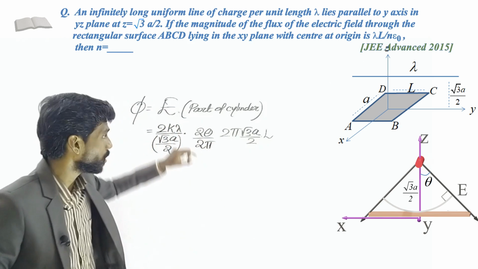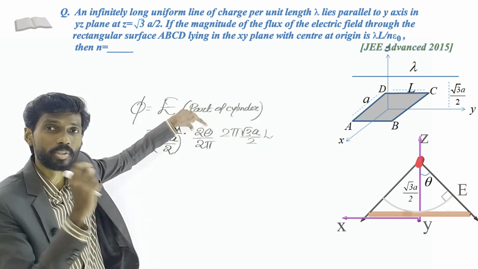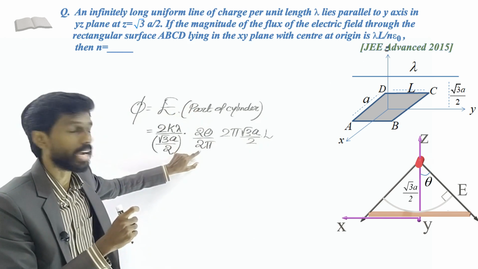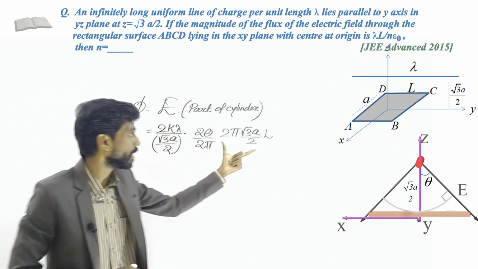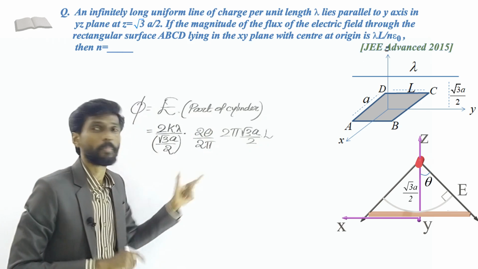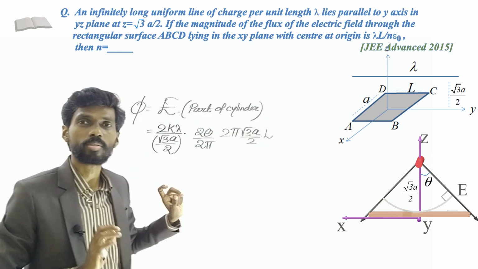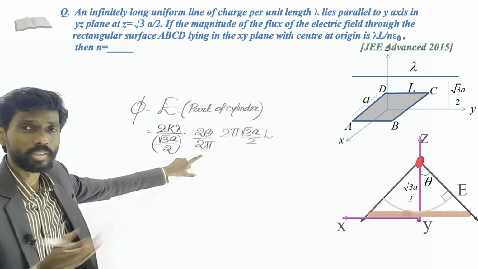Do you understand? So this is the angle subtended by the portion which is required for us, and this is the angle subtended by the entire cylinder. So the entire area is this much, and this is only the part of that area. So this will give you the answer. Simplify, and I'll get the answer.